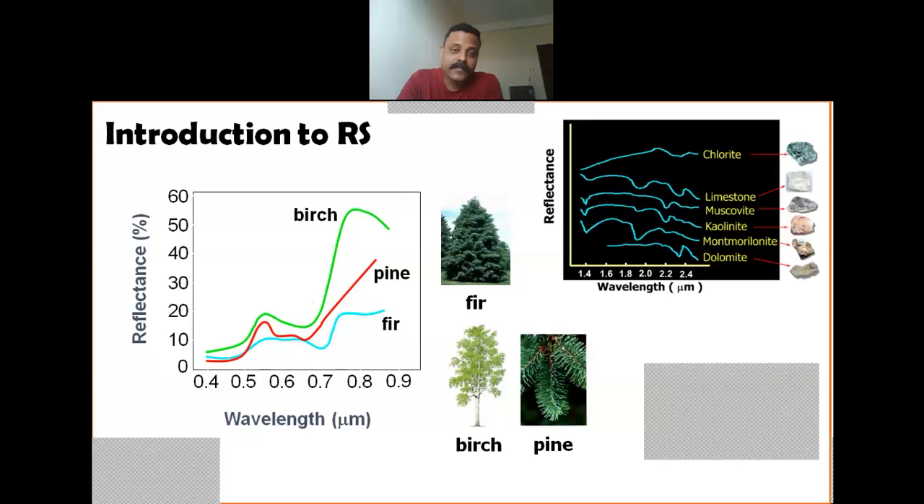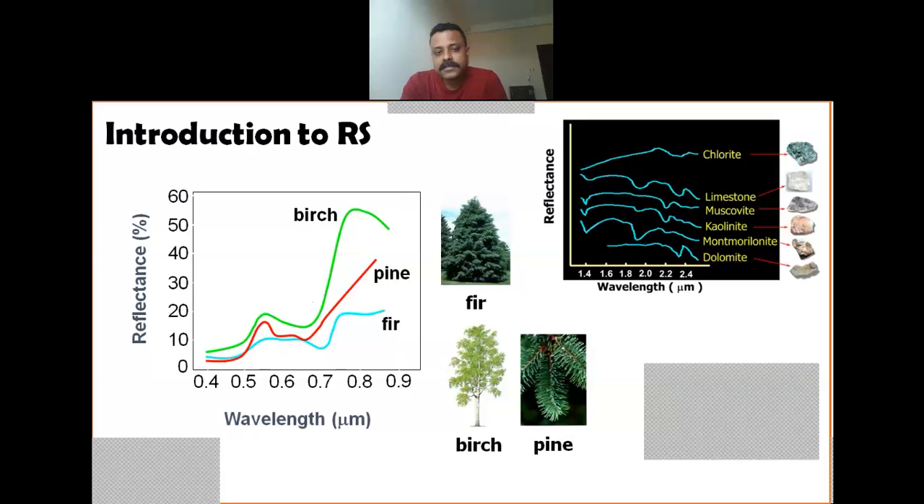Okay? Though they fall within the bigger category of trees, due to this minor change in their reflectance pattern, someone can distinguish if this is a birch tree or a pine tree or a palm tree, or it may be any other tree. And this is the beauty of the subject of remote sensing.